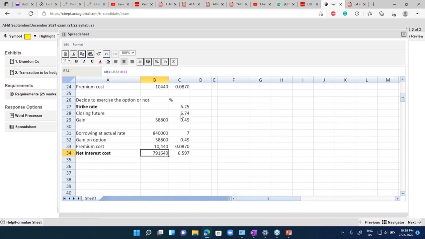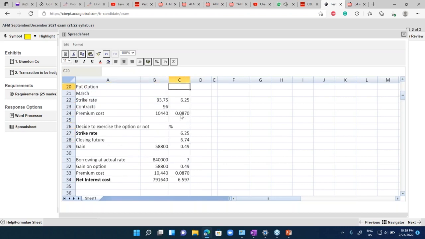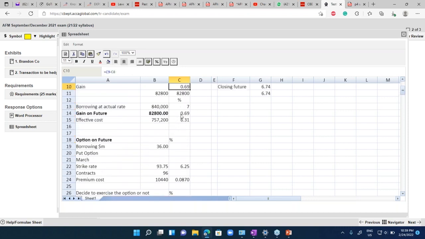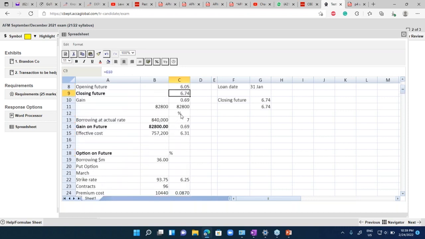Closing future above 6.74. I have copied this 6.74 from above. It is the same closing future which we have calculated from above. It is the same 6.74.